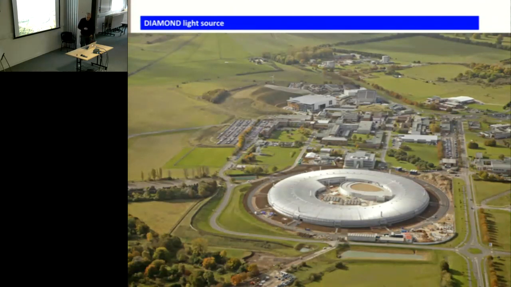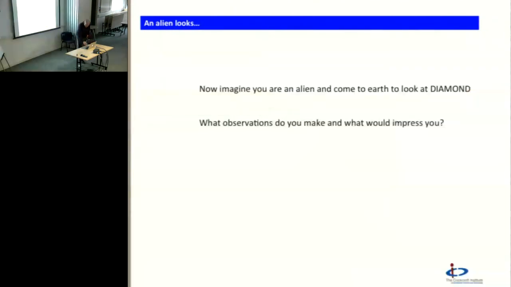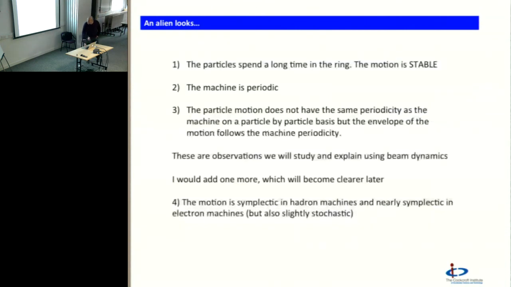So that's quite a nice aerial picture. Now, just as a fun game, this is probably the easiest bit of the lecture. Imagine you were an alien and you came to Earth and you looked at Diamond. What observations do you make as a mathematical physicist, as a physicist, an engineer, and what would impress you? I won't set that as a tutorial question. It's something to think about, but actually the answer is quite amazing when you think about it.